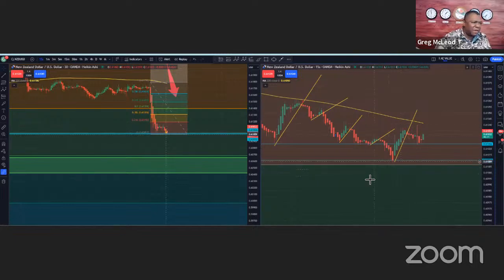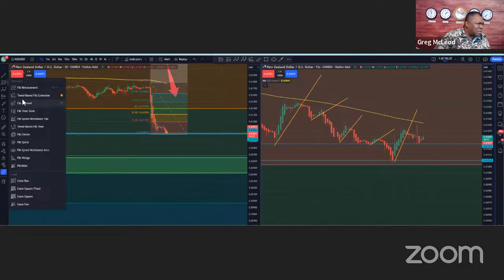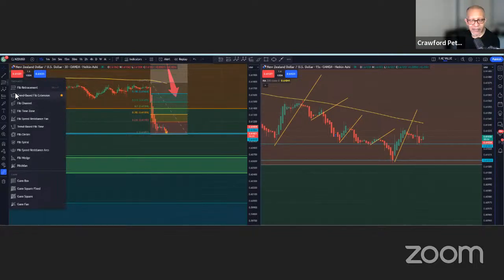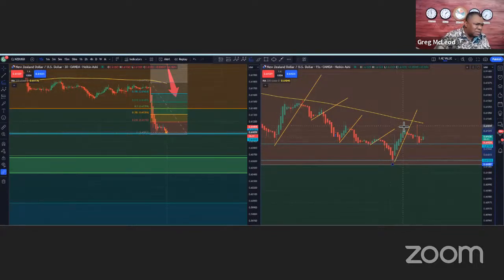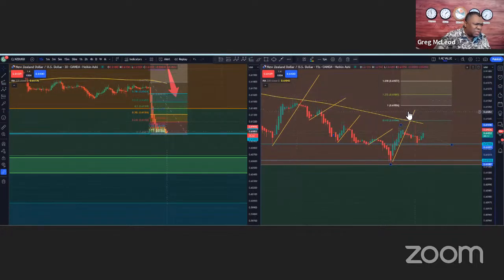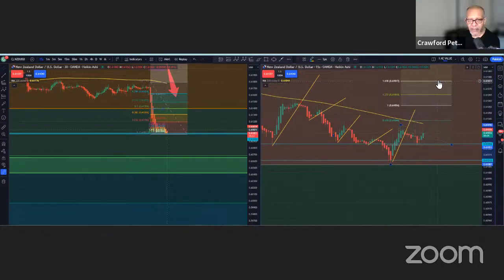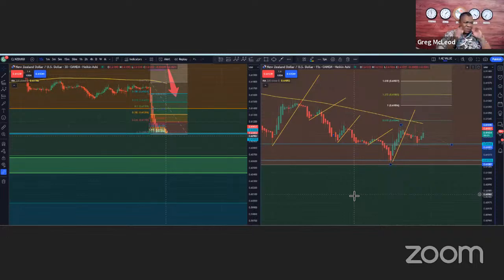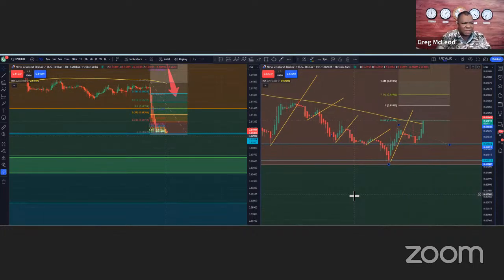Yeah, so we might have a Fibonacci expansion come out here. So maybe the 100% expansion is 6105, and 1.68 takes us up there. Something like this is a little counter-trend move that would probably make some money, but I'm not taking it. There it is.